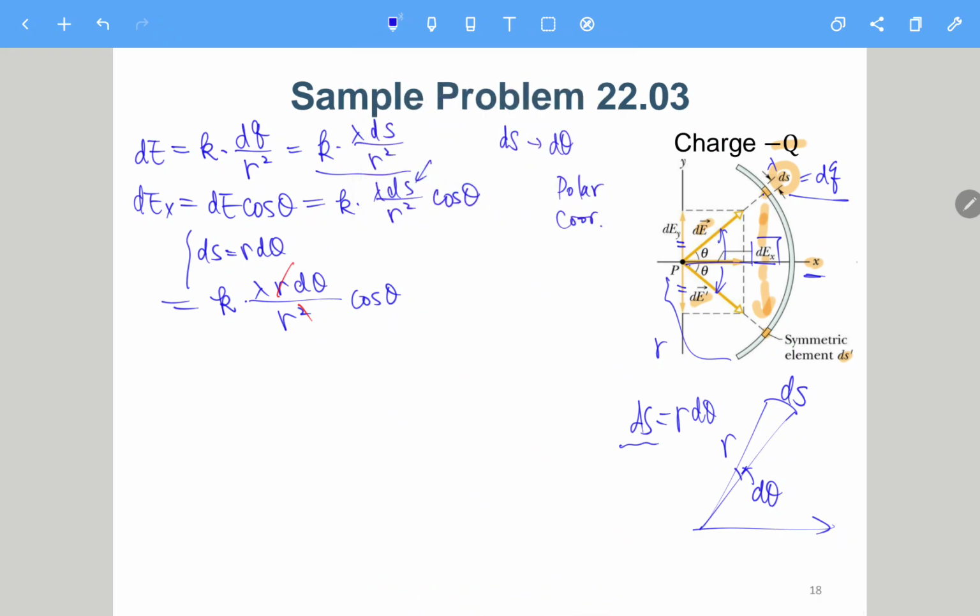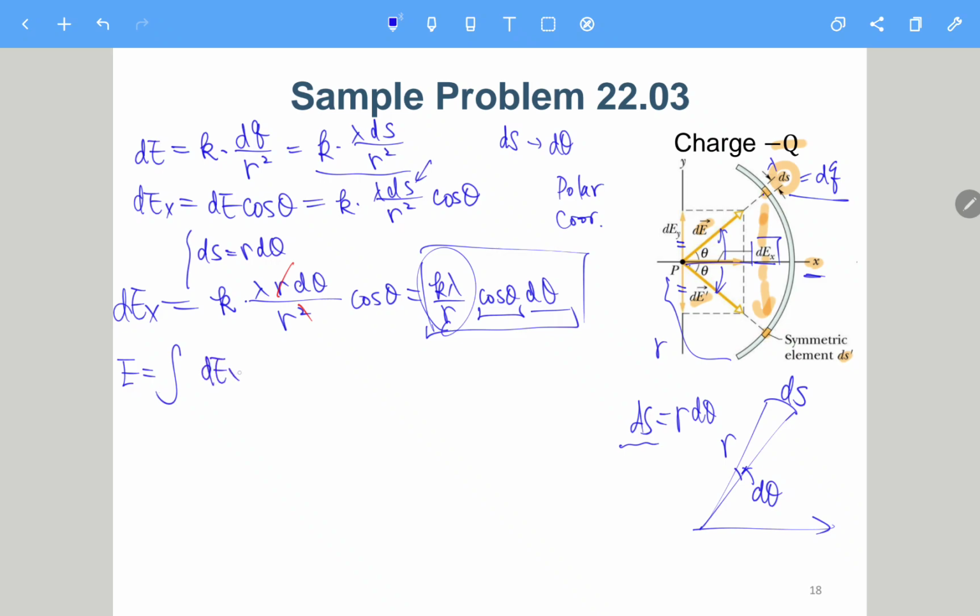So next we can try to write it like k lambda over r, and then cosine theta d theta. Okay, so this is dEx. Then we can try to do the integration because all these variables are independent of theta. So this is the function related to d theta we would like to integrate. So finally, the total E field will be the integration of dEx. So we can just plug in this expression, k lambda over r, and then cosine theta d theta.